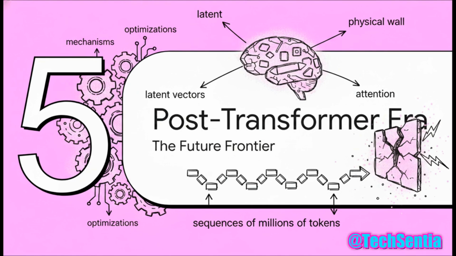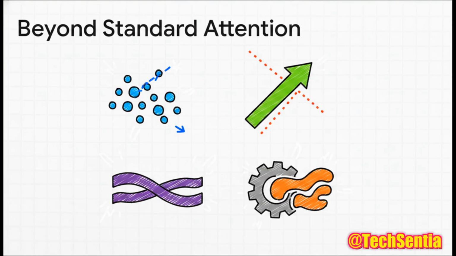Finally, we arrive at Section 5, the post-transformer frontier. Because despite all those brilliant optimizations we just talked about, as we try feeding AI sequences of millions of tokens at once, pure attention mechanisms are fundamentally hitting a physical wall. So, what's next? The frontier of AI is actively hunting for subquadratic alternatives. You've got sparse attention, which tries to save on math by only looking at carefully chosen subsets of words. There's linear attention, attempting to completely rewrite the core math to scale linearly instead of quadratically.